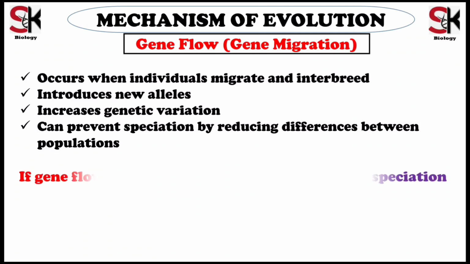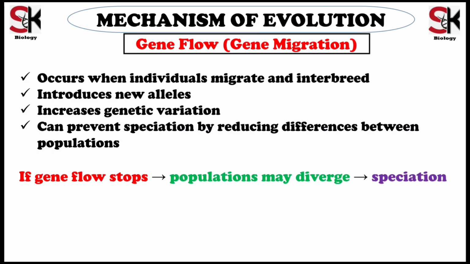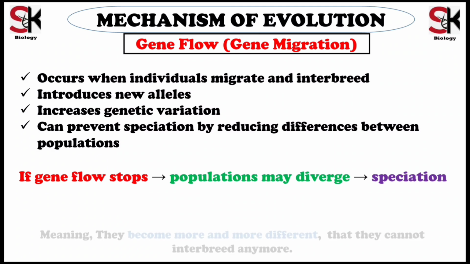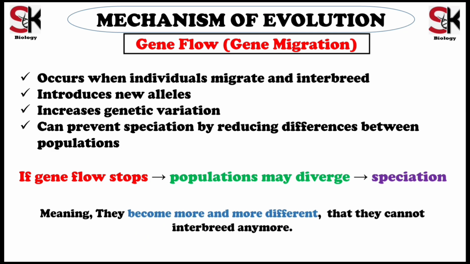Now, what happens if gene flow stops? If populations stop interbreeding, there will be no exchange of genes. Each population evolves independently, so differences start increasing. Over time, these populations become so different that they cannot interbreed anymore, leading to the formation of new species, the process known as speciation. So this is all about gene flow.